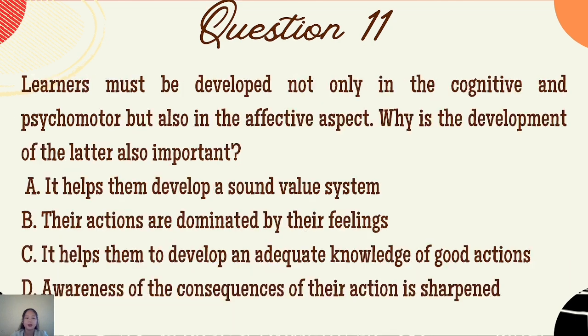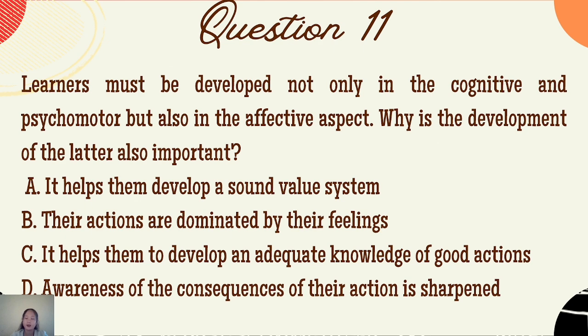Now let's proceed to question number 11. Learners must develop not only in the cognitive and psychomotor, but also in the affective aspect. Why is the development of the latter also important? So, the correct answer is letter A. It helps them develop a sound value system. The affective domain focuses on values, attitudes, and emotions. Developing a sound value system enables learners to make moral and ethical decisions, which is essential for holistic development.